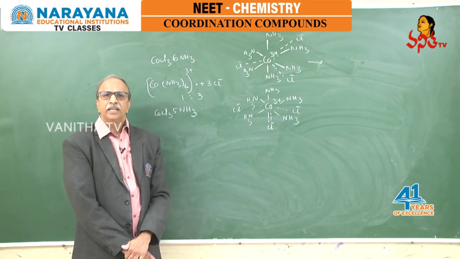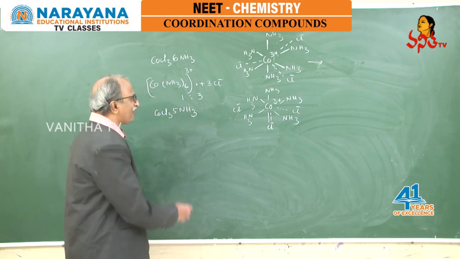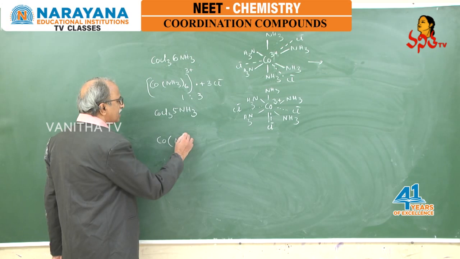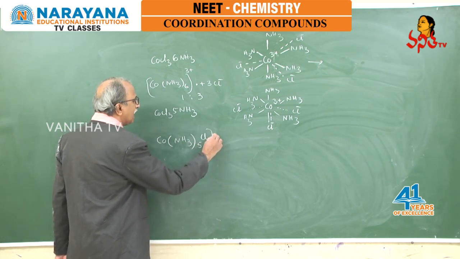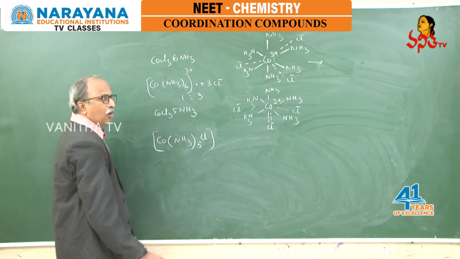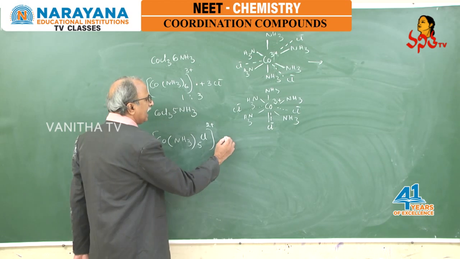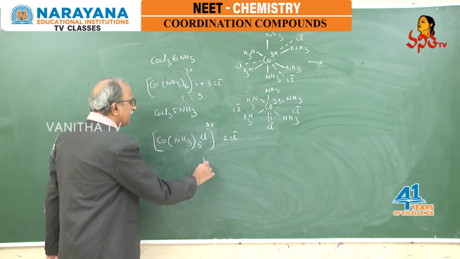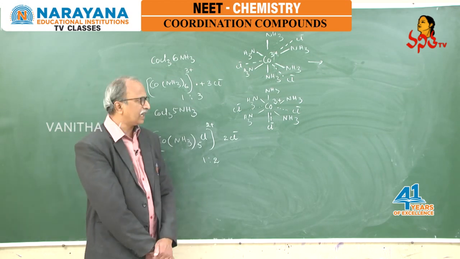As per Werner, the secondary valencies are non-ionizable. So it gives a complex [Co(NH3)5Cl], present as one unit having a charge of 2+, and it gives 2 Cl- ions, and it is an example of a 1:2 electrolyte.